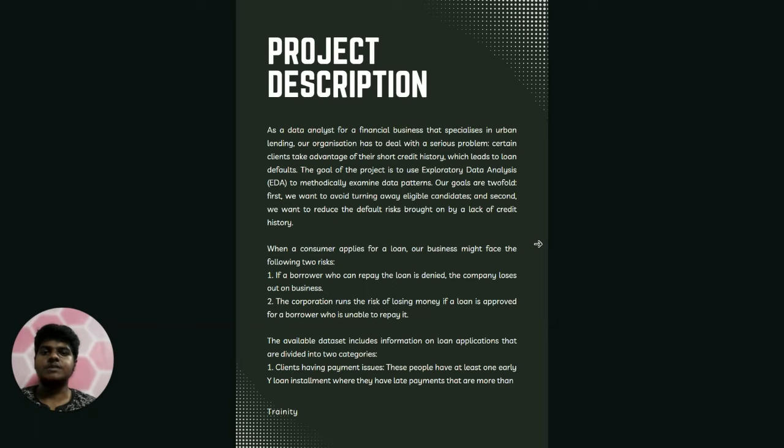Coming to the project description, assuming I am a data analyst at a finance company, we are dealing with a problem where some city customers with limited credit histories are defaulting on loans. My job is to dig into the data and find patterns using exploratory data analysis. This helps us make sure we are not turning away good applicants while still spotting those who might not pay back their loans. Usually, the company faces two risks when processing loan applications.